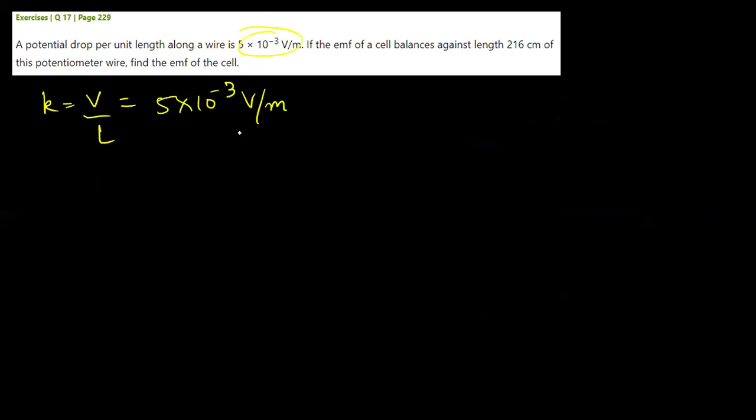If the EMF of a cell balances against a length of 216 centimeters, so length is given as 216 centimeter, that can be written as 2.16 meter. Then find the EMF of the cell.